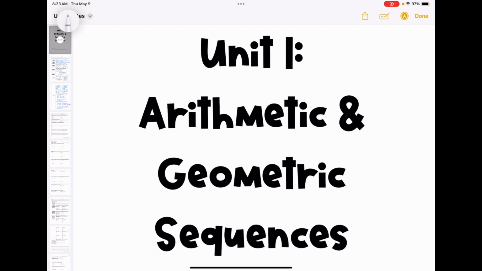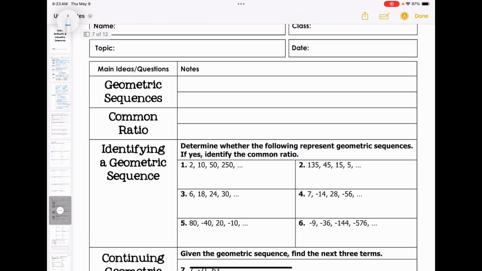Today we're going to be in the Unit 1 packet titled Arithmetic and Geometric Sequences. We're going to be on page 6 today, talking about geometric sequences.